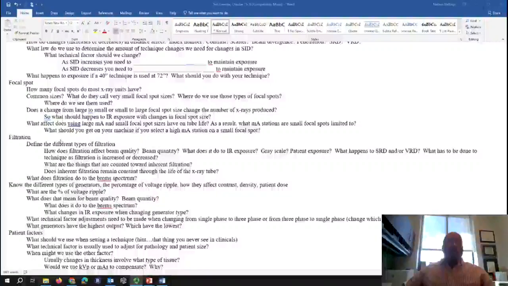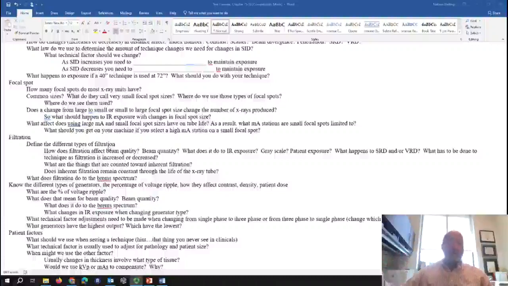So remember, we have two different types of filtration. We have inherent filtration and we have additive filtration. And for our purposes, what we're going to call inherent filtration is everything that you have to legally make an x-ray on a human patient. That is 2.5 millimeters of aluminum on any machine capable of making an exposure above 70 kVp. So every machine that you're going to use until you go to mammo, or if you go to mammo, is going to have that as its level of filtration.